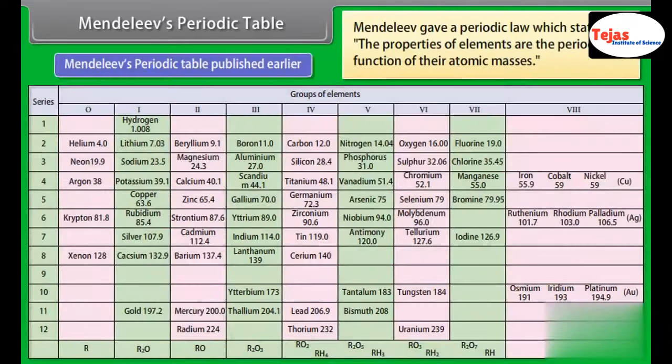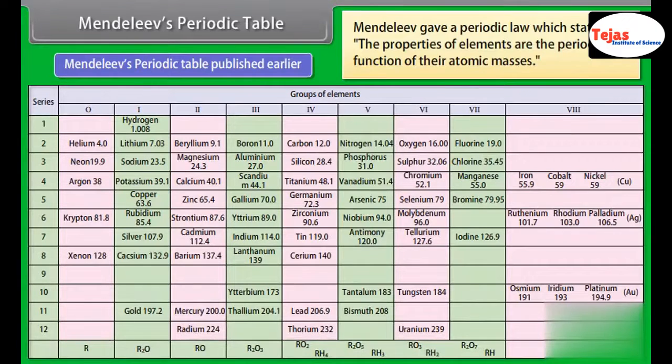Mendeleev's periodic table. Mendeleev gave a periodic law which states that the properties of elements are the periodic function of their atomic masses. Uses of Mendeleev's periodic table. Number 1. In the periodic table, elements are classified into groups with similar properties, thus facilitating the study of properties of elements. Number 2. Mendeleev left certain vacant places in his table, which provided a clue for the discovery of new elements. Some of the properties could be predicted with a fair accuracy.